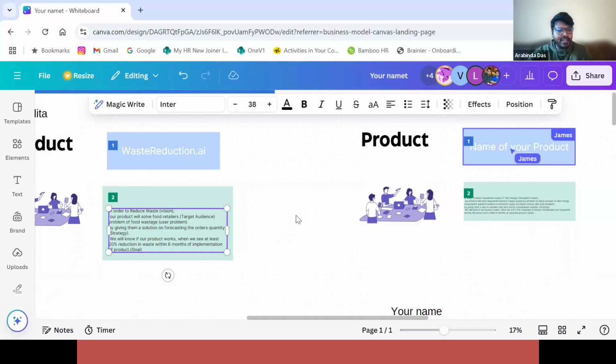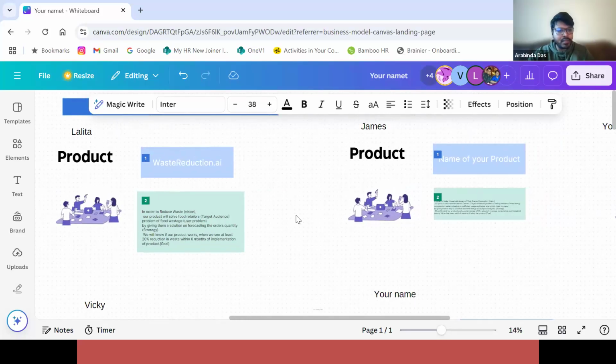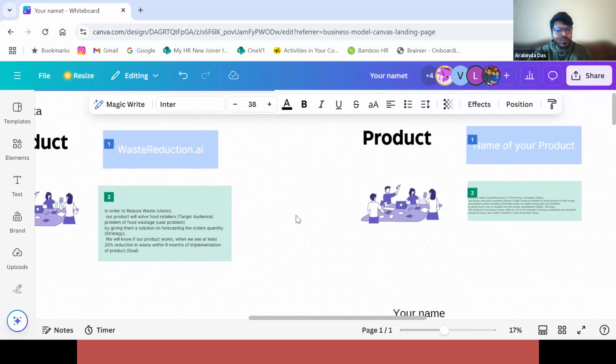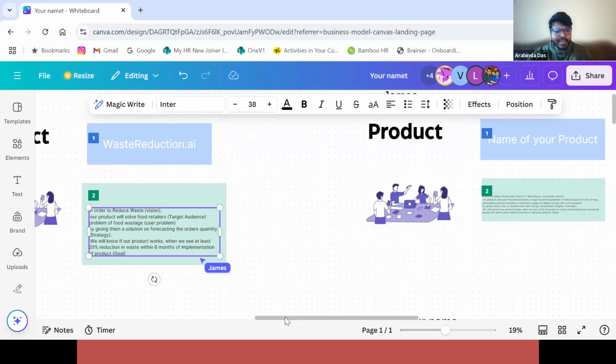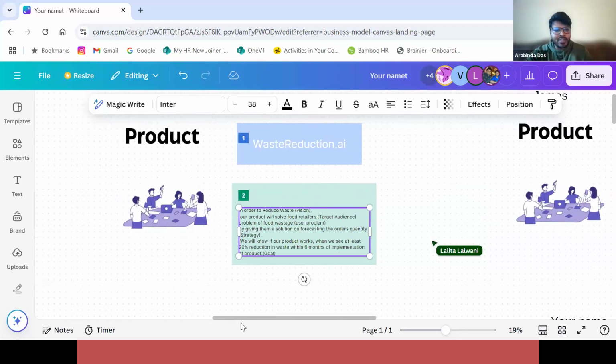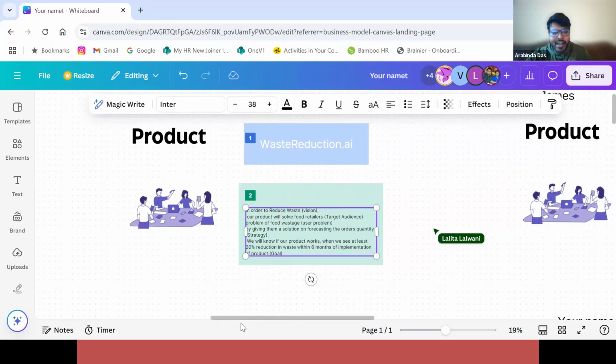So we have Lalita's product thinking over here. Let's see what her product thinking cap resembles. Her product thinking is regarding waste reduction. In order to reduce waste, that's a vision. Our product will solve food retailers' problem of food wastage by giving them a solution on forecasting the order's quantity. We'll know if our product works when we see at least a 20% reduction in waste within 6 months of implementation of the product. Absolutely fine. That's amazing.